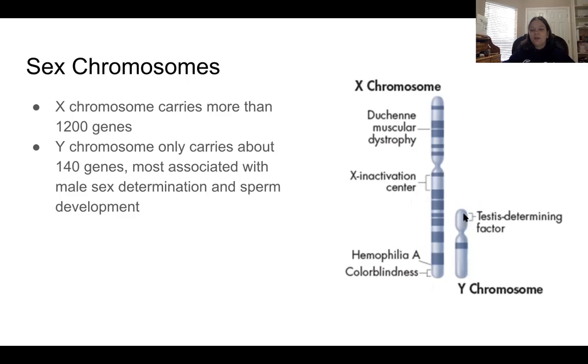And then your Y chromosome only has about 140 genes on it. Most of them are associated with male characteristics. Okay, so any traits that are on the Y chromosome get inherited directly from father to son. The X chromosome, though, if you're male, you got it from your mom. If you're female, then you get one from mom and one from dad.